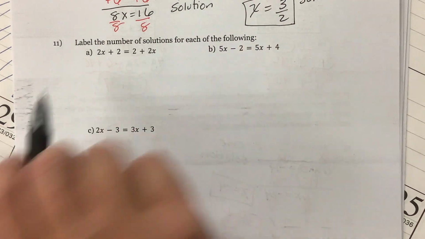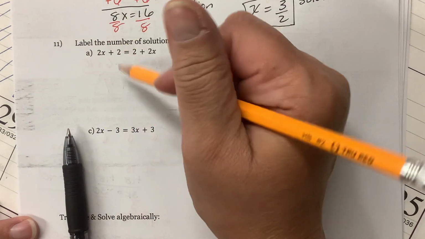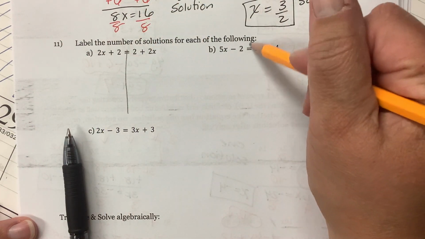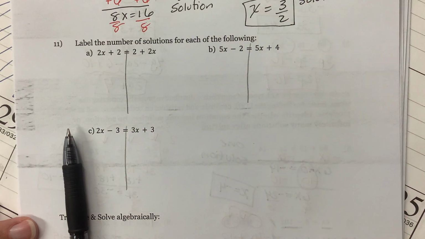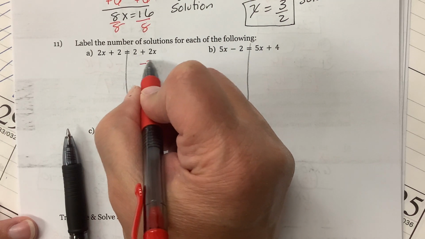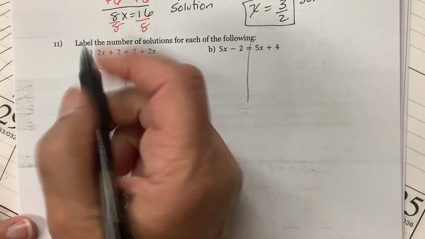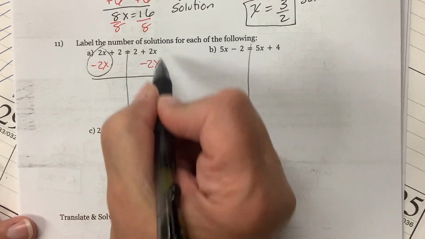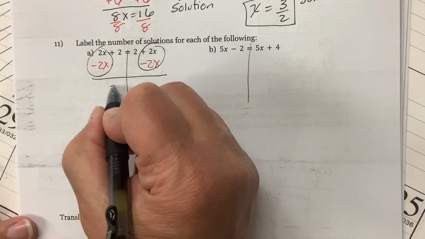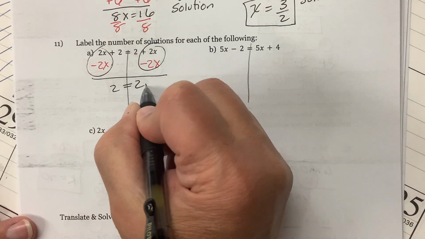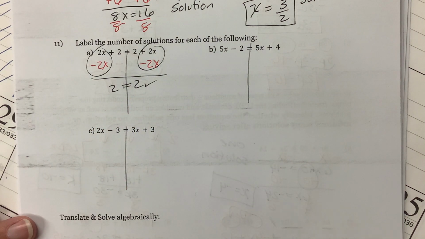So, again, here's my equal signs. I'm putting lines down my equal signs. And I have variables on both sides. So I'm going to subtract 2x from each side and get 2 minus 2 is 0. 2x minus 2x is 0. 2 equals 2. Oh, look, that checks. That means if the variable is eliminated and the numbers are equal, there are infinitely many solutions.